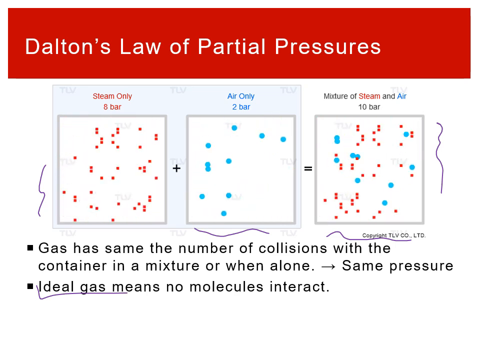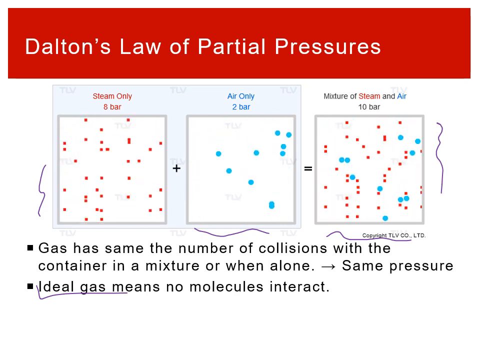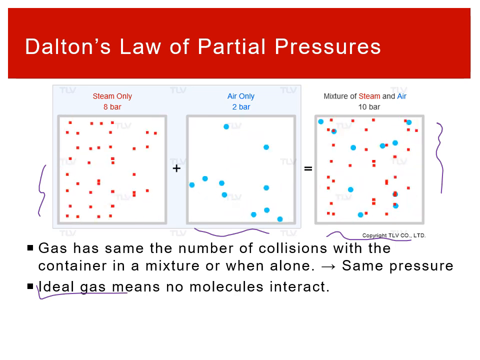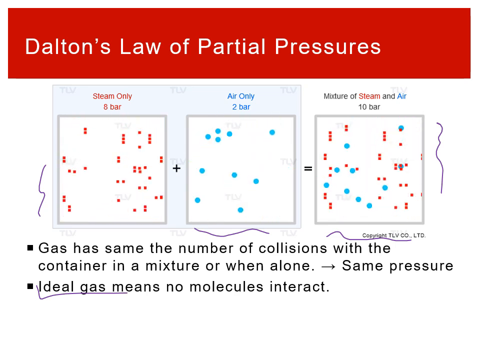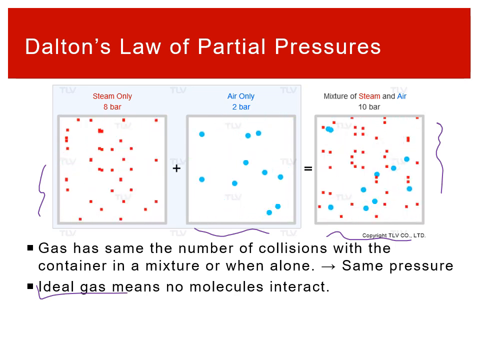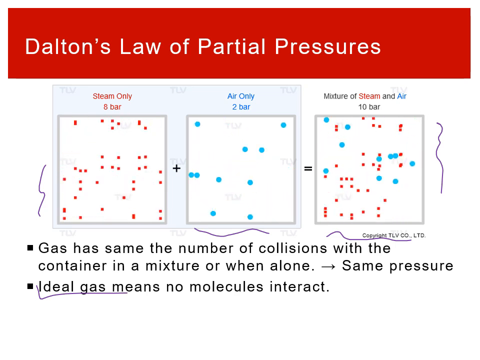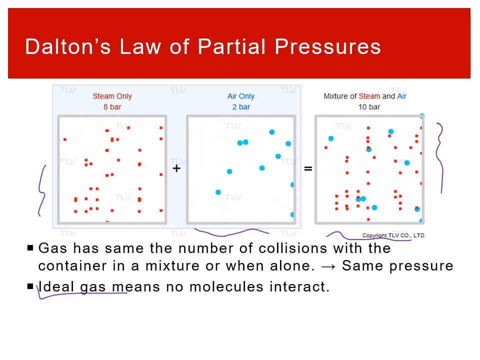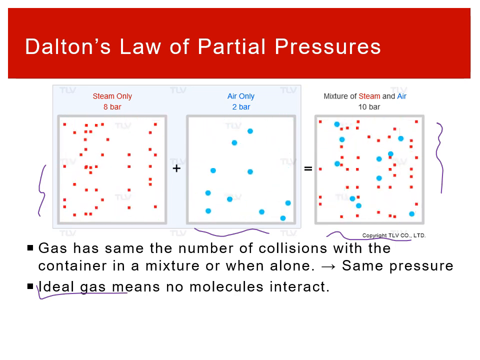The air molecules are bouncing around. They don't care that they now have steam molecules to bounce around on. They're just bouncing around like whatever. Okay, it doesn't matter when they are mixed together. The contribution of those molecules to the number of collisions is still going to be the same.